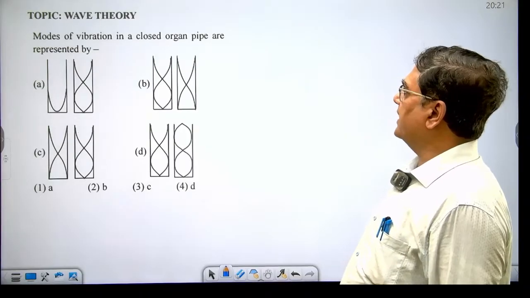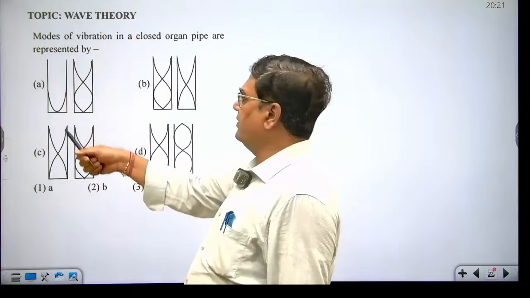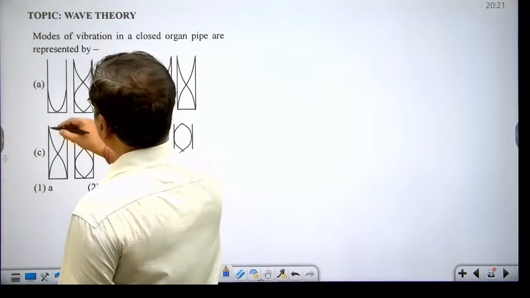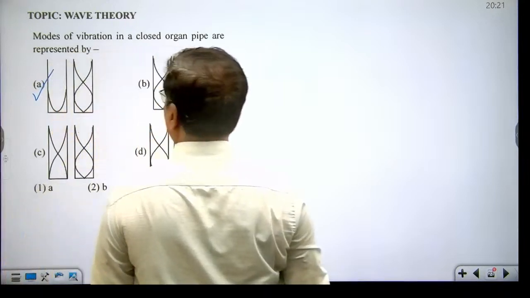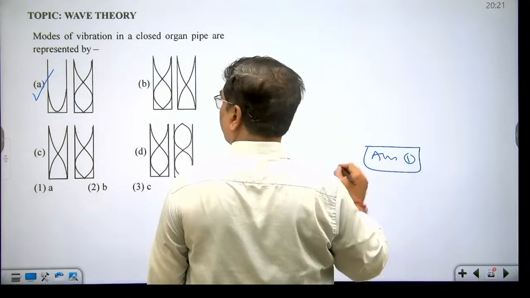Modes of vibration in a closed organ pipe are represented. In a closed organ pipe, the rigid end will be a node and the free end will be an antinode. Okay, this is fundamental. This is first order. So out of 4 choices, the correct answer is option 1.